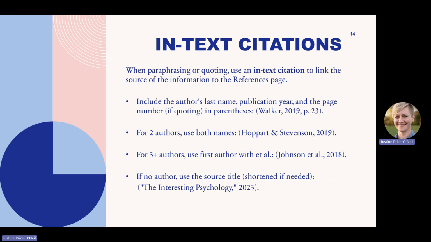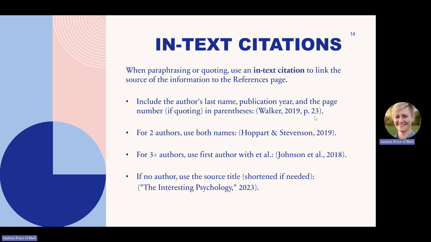So, in-text citations: whenever you paraphrase or quote, whether you're using the direct quote words that are in the original source, or you're putting it in your own words, you must include an in-text citation to show where you got the information from. So here are some examples of in-text citations. If you have one author, you would include the author's last name, the year of publication, and the page number if you have it, and if there's a direct quote that you've used. And this information would come in parentheses, just like you see here, where we have Walker, comma, 2019, comma, and then page 23.